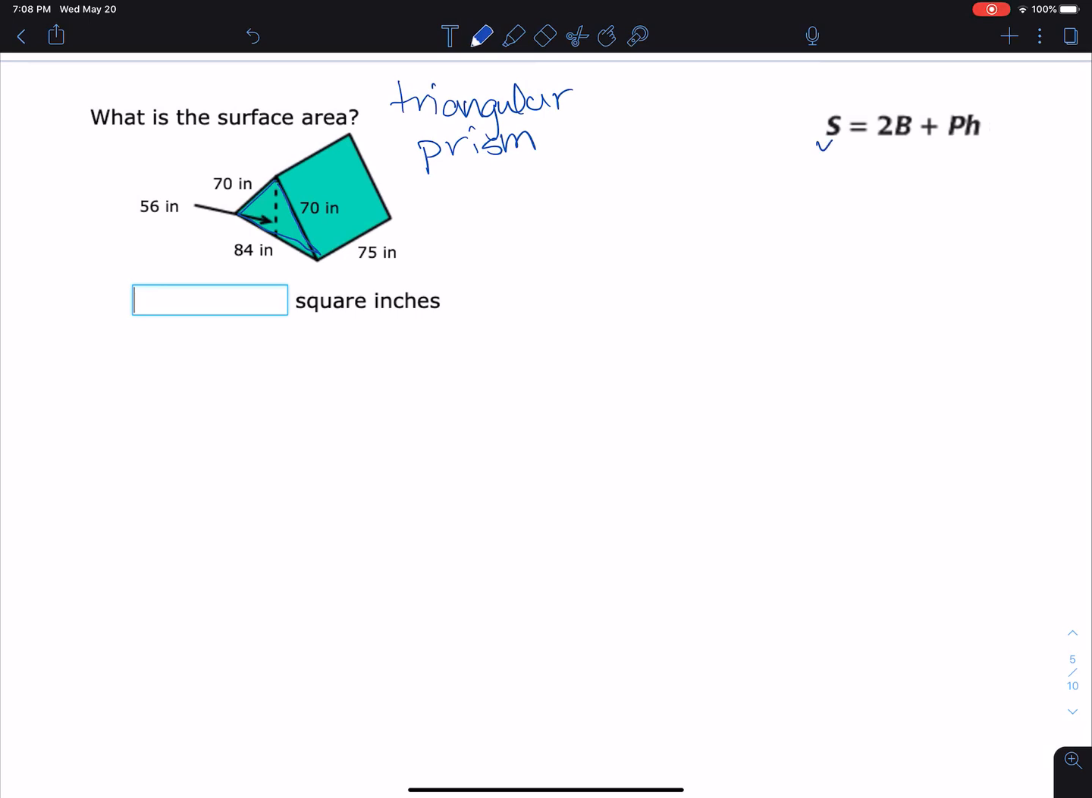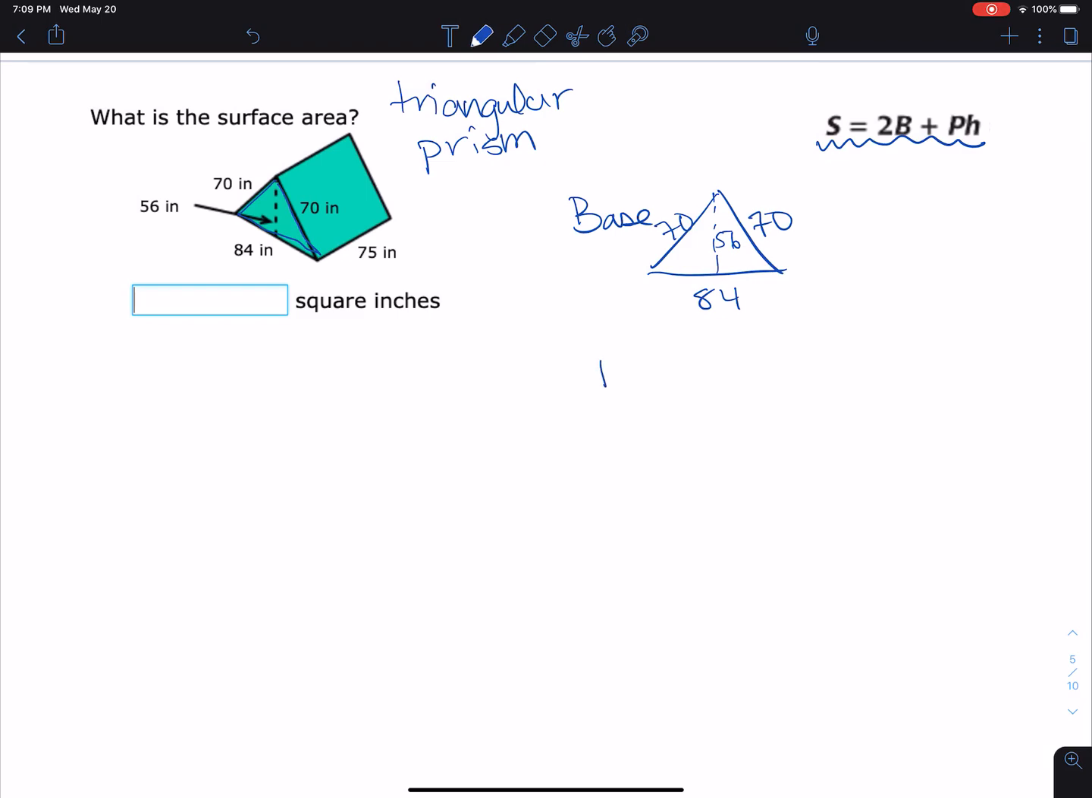Okay, guys, so here's our formula for surface area. I need to find three things. So my base, and it doesn't hurt to draw it. My base is this triangle, this triangle, the height is 56, and then this here is 84. And then they're giving me 70 all the way around. Ooh, that's nice. So that's my base, that triangle.